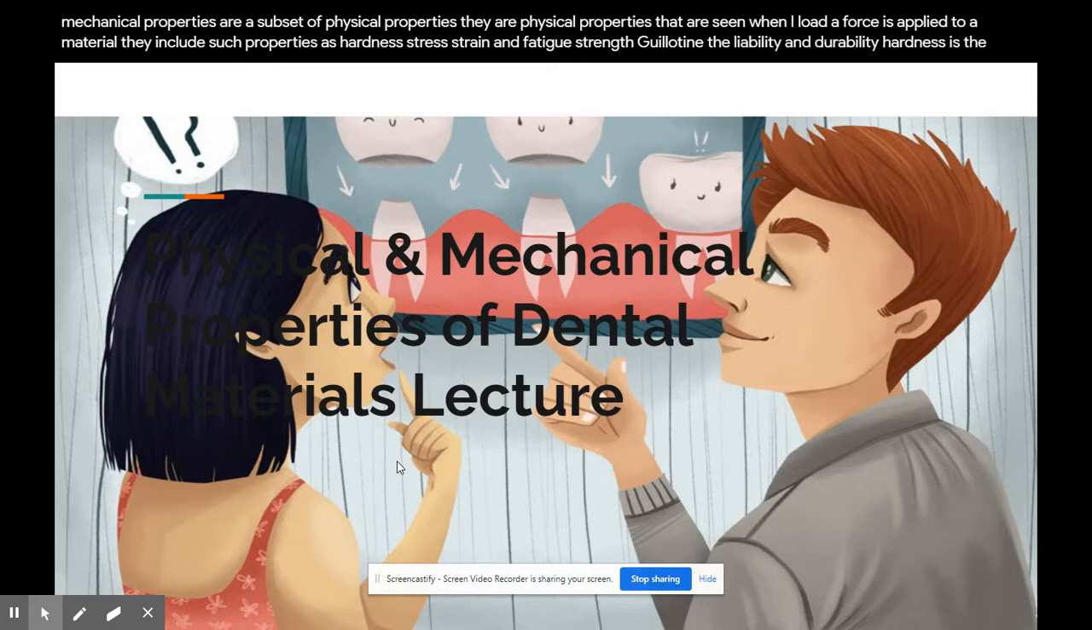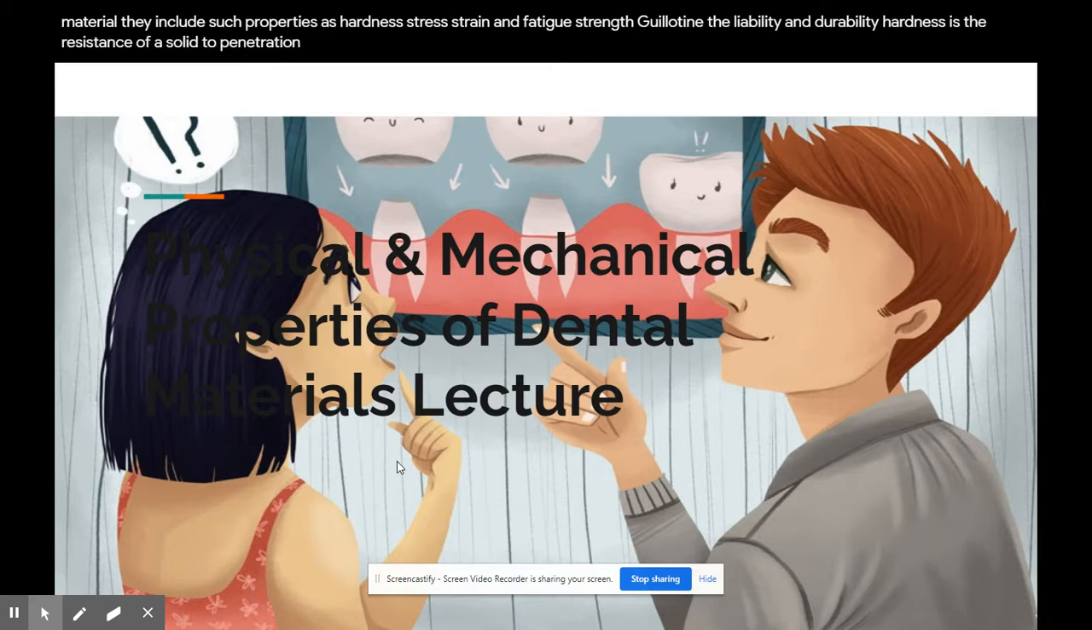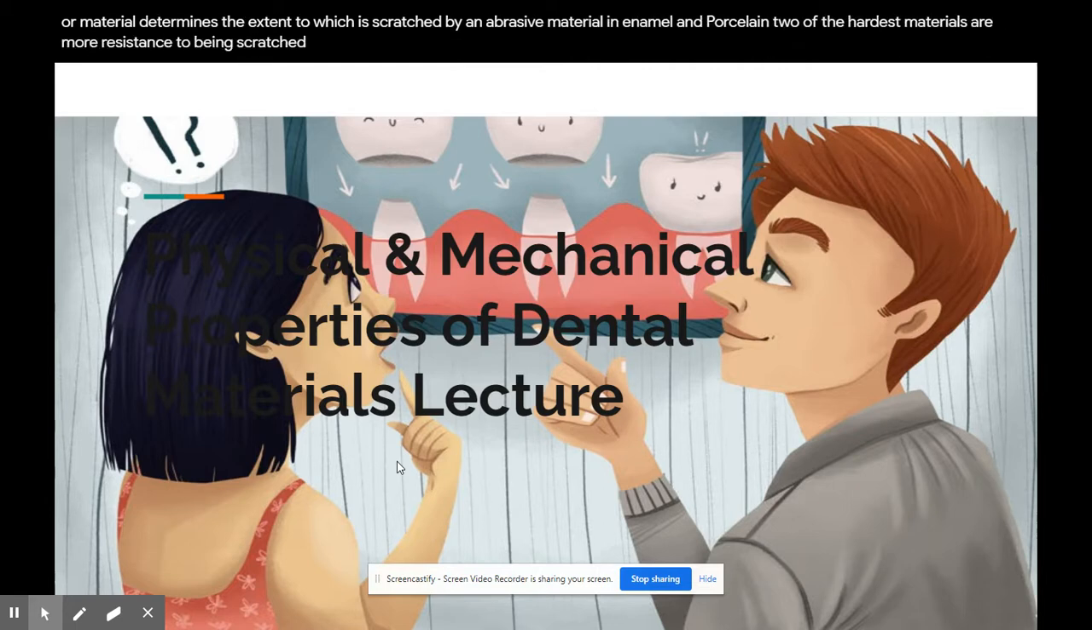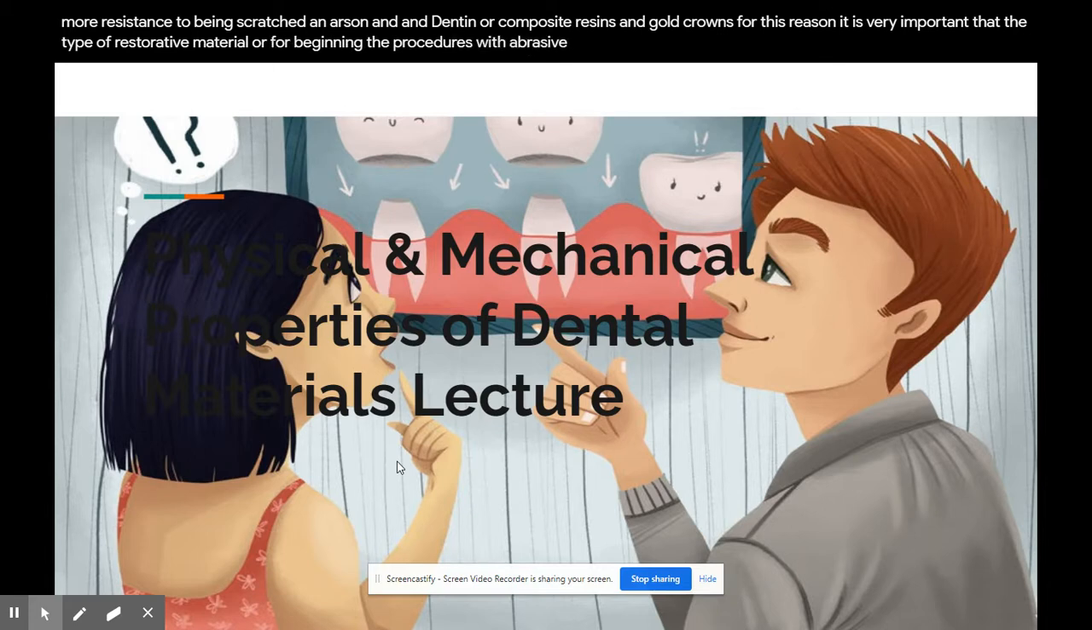Hardness is the resistance of a solid to penetration. Hardness is also used to define a material's resistance to wear and abrasion. The hardness of a dental structure or material determines the extent to which it is scratched by an abrasive material. Enamel and porcelain, 2 of the hardest materials, are more resistant to being scratched than are cement and dentin, or composite resins and gold crowns. For this reason, it is very important that the type of restorative material or tooth surface be determined first, before beginning the procedures with abrasive agents.